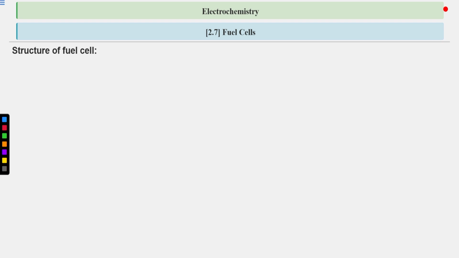Now let's talk about the structure of this cell, which is the fuel cell, which is our section 2.7 in our NCERT textbook.